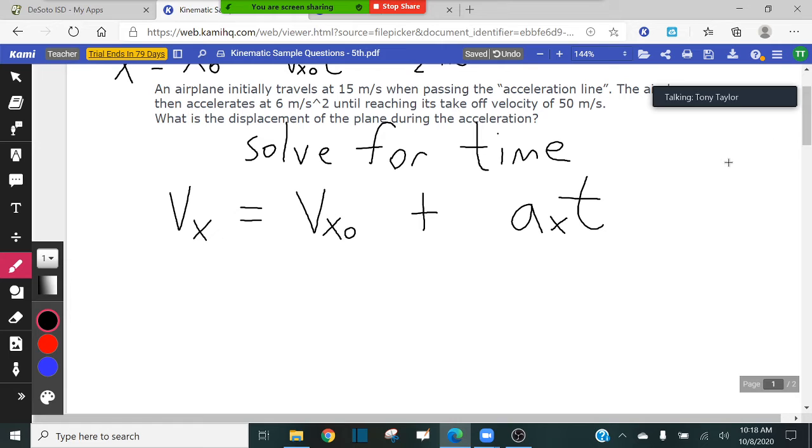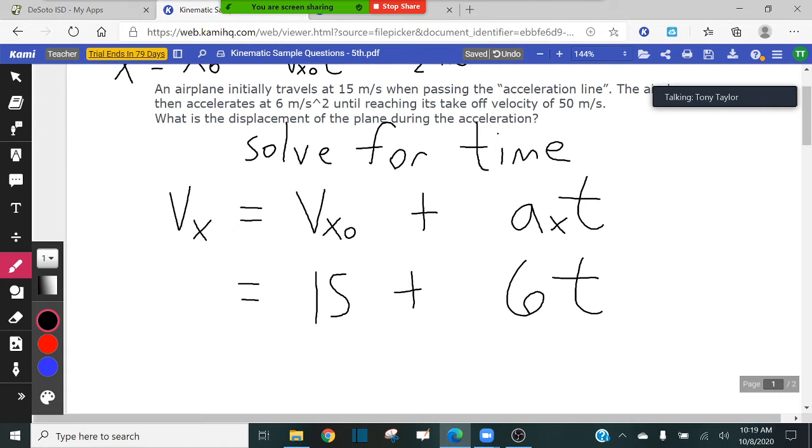Okay. Now that we have our equation down, guys, let us just plug in everything that we're given. As the airplane initially travels at 15 meters per second, that is obviously our initial velocity. So I'm going to plug in 15 for our initial velocity. It then says the airplane accelerates at 6 meters per second squared. So that's our acceleration in the x direction. And remember, we're solving this equation for t.